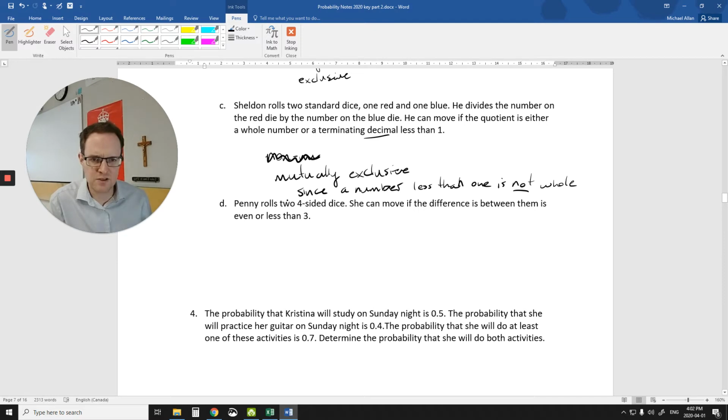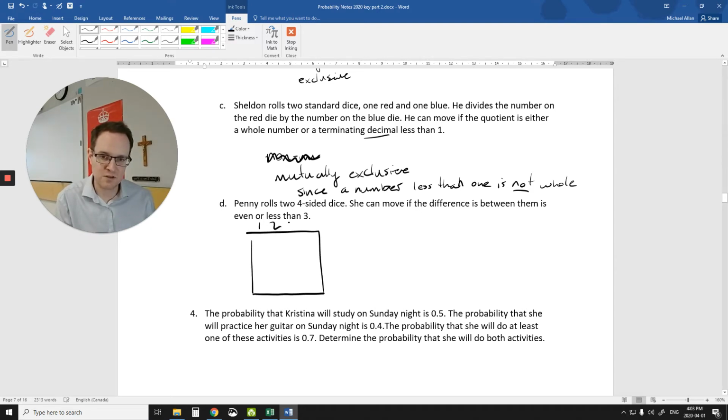Now Penny rolls 2 4-sided dice. She can only move if the difference between them is even or less than 3. Okay, so let's look at our sample space here. It's got another four-sided dice, so 1, 2, 3, 4, and 1, 2, 3, 4. Okay, and we want to know the difference, so we're going to subtract these.